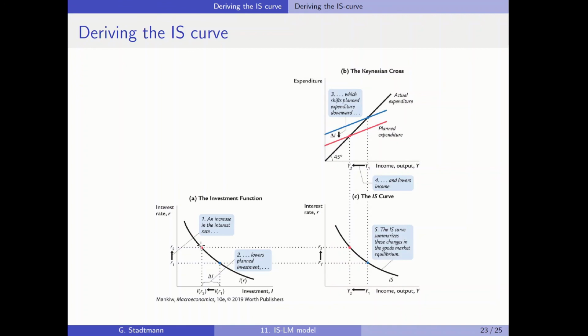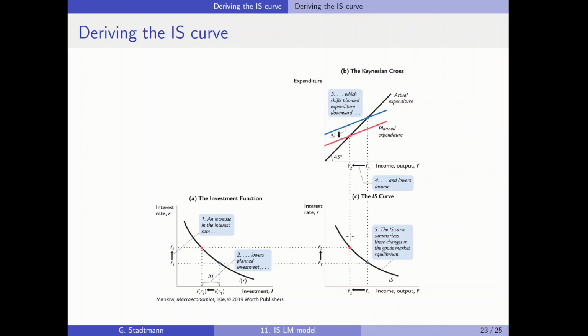The companies are planning less investment, and therefore planned expenditure decreases. The blue line shifts downwards, and therefore we get a new equilibrium here. Initially, the GDP level was at this level here, but now we get a lower GDP level in this red point. And now we want to draw our first IS curve.